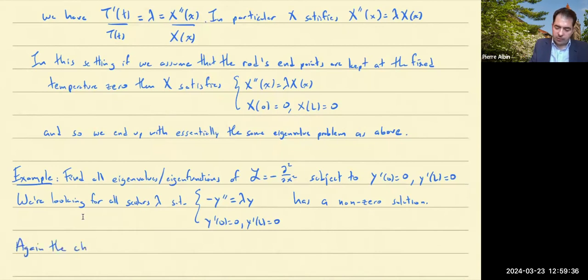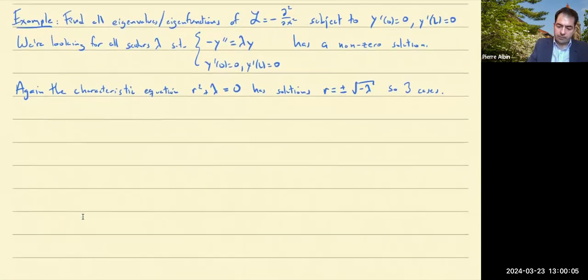Okay, so again, the characteristic equation r squared plus lambda equal to 0 has solutions r is equal to plus minus the square root of minus lambda. So we again consider 3 cases. Case 1, lambda negative. So I'll write it as lambda is equal to minus mu squared with mu positive.